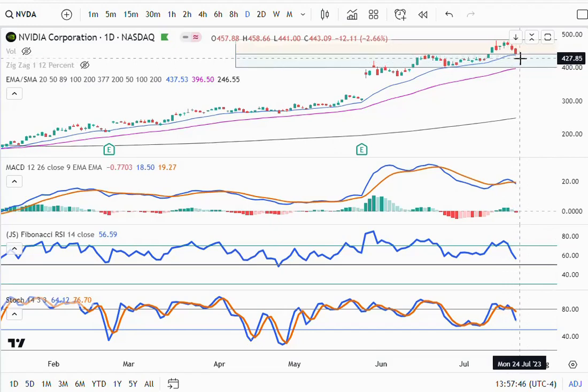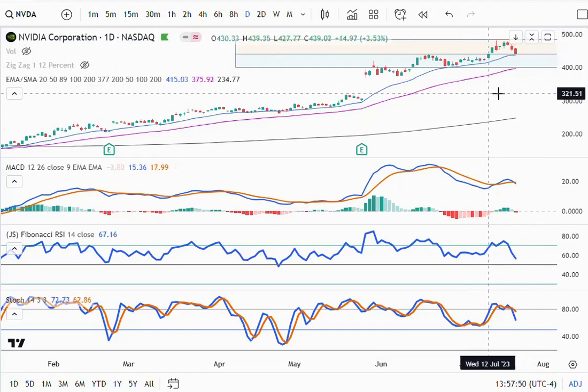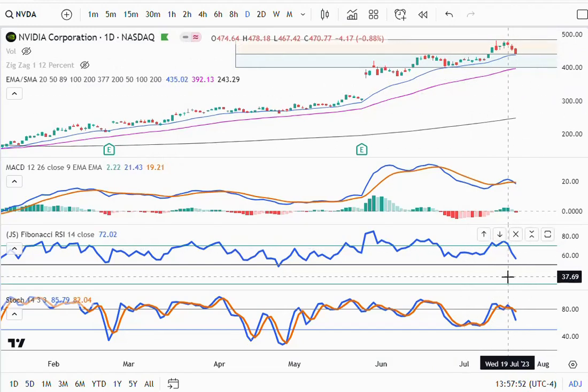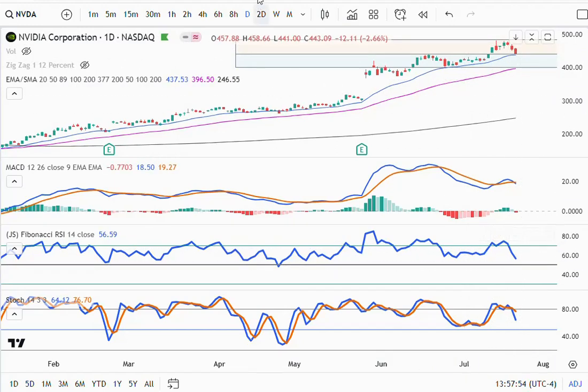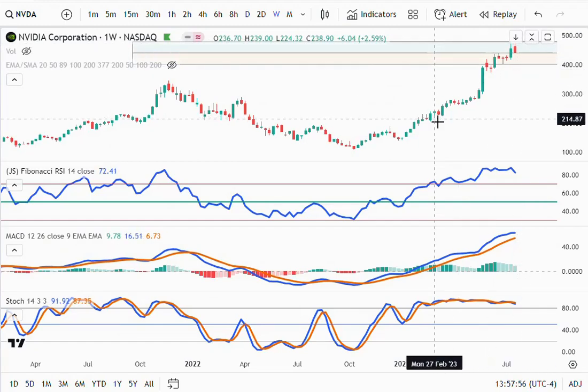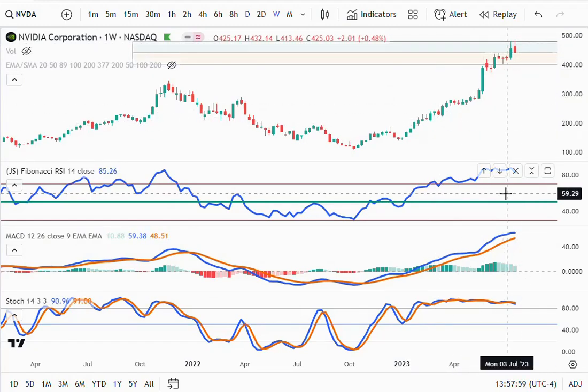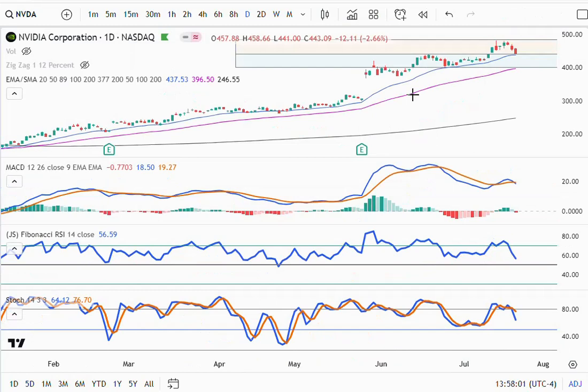Even if it breaks the 20 EMA and pulls back, it might look a little bit weak on a daily basis, especially if RSI dips. But as long as the weekly price action and momentum indicators remain positive, I would think that Nvidia's weakness on a daily basis would be temporary.